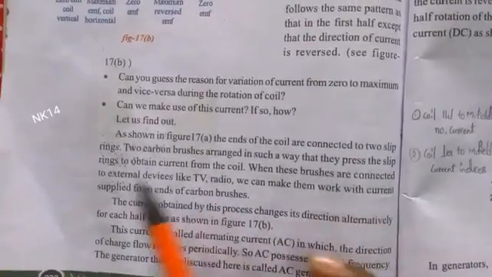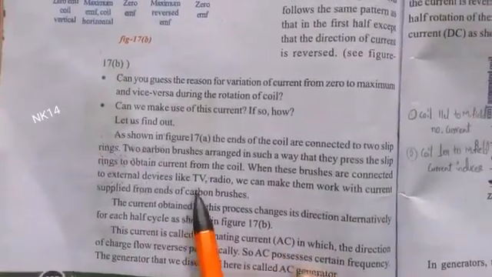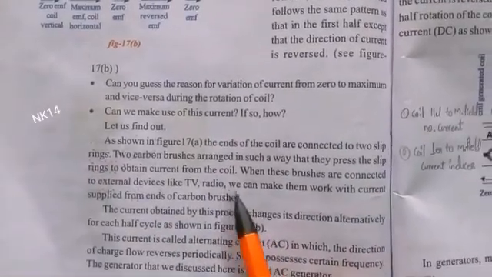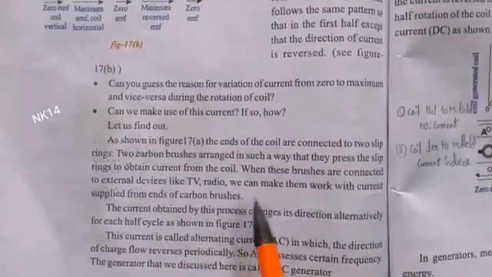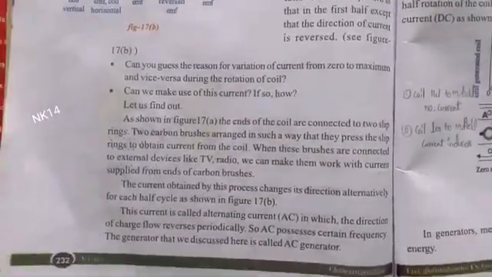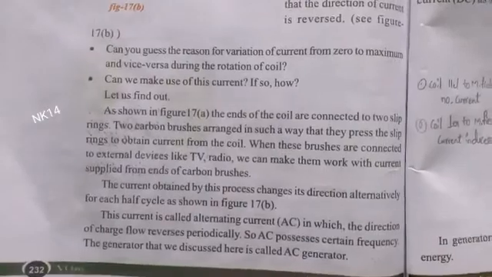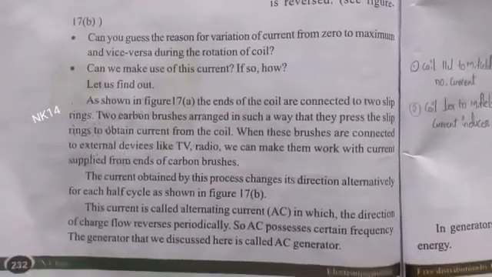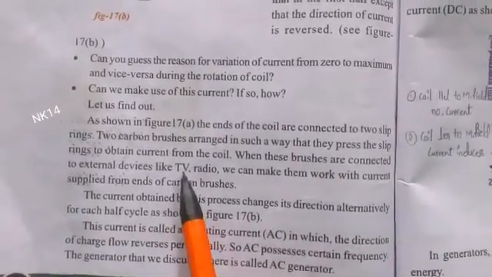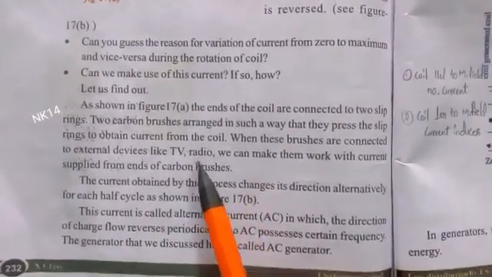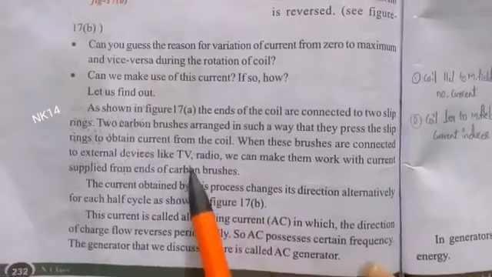When these brushes are connected to external devices like a TV or radio, we can make them work with the current supplied from the ends of the carbon brushes. So we have seen the current is collected from the brushes. These brushes are connected to the devices we are using. So devices like a TV or radio will work with the current produced by the generator. This is the total about it.